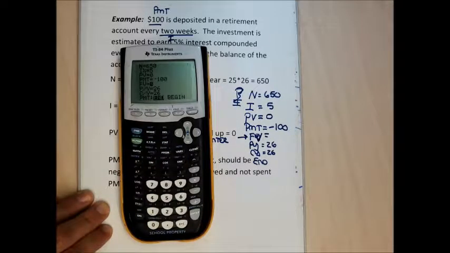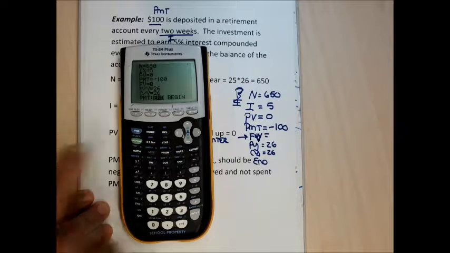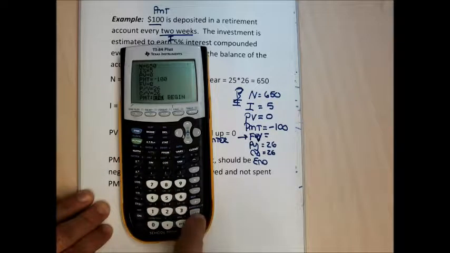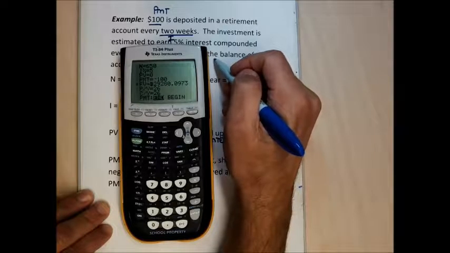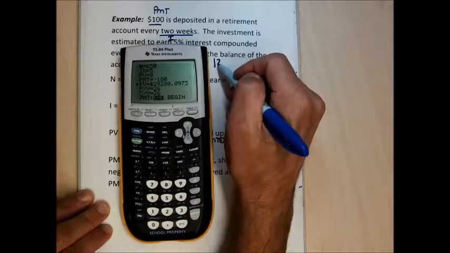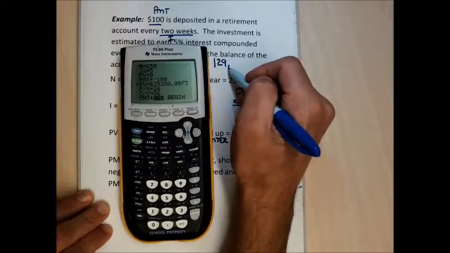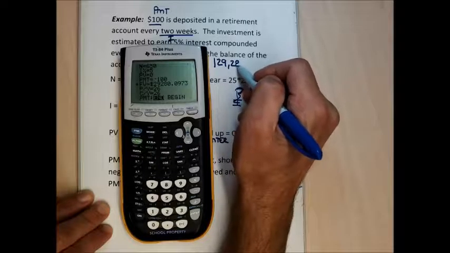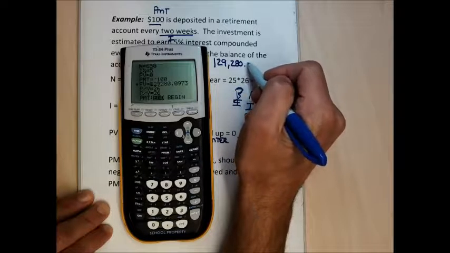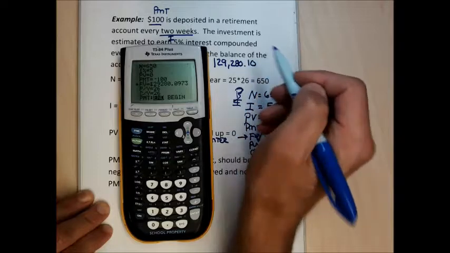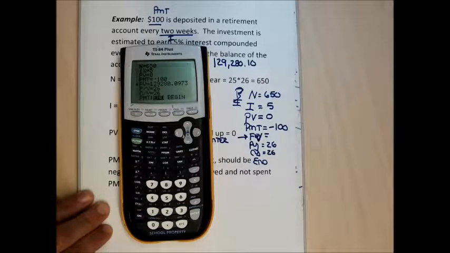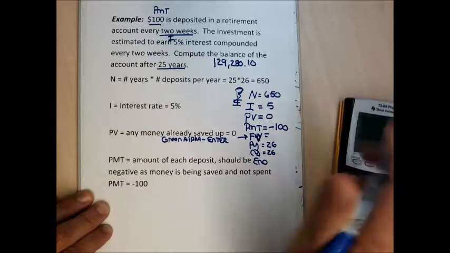Now I'm going to scroll up to the FV, hit the green alpha button followed by enter, and I'm going to round to 2 decimals. And it's going to say just putting $100 every paycheck away for the next 25 years, if I round to 2 decimal places, you'll have $129,280.10 saved up.